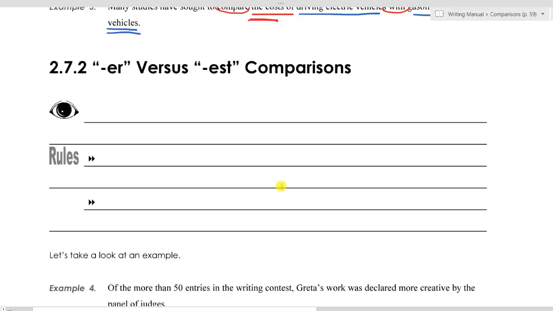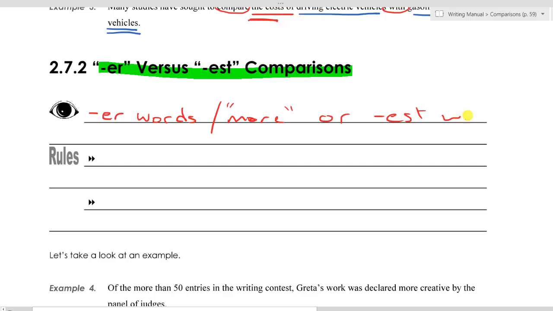On to the next comparison issue. We have ER versus EST comparisons. This is just another comparison issue that can show up on the test. The tip-off clue for this guy is ER words or more. Sorry, that really should say ER words. My fault. Let's get that in there. ER words or more, or EST words or most.